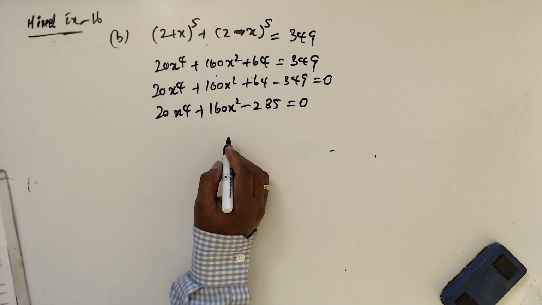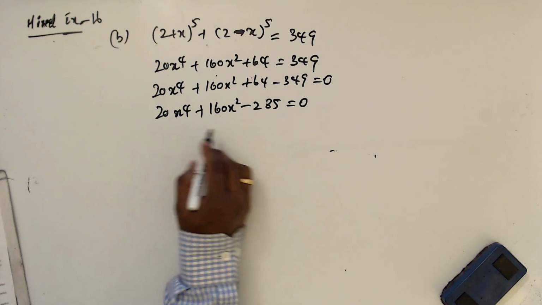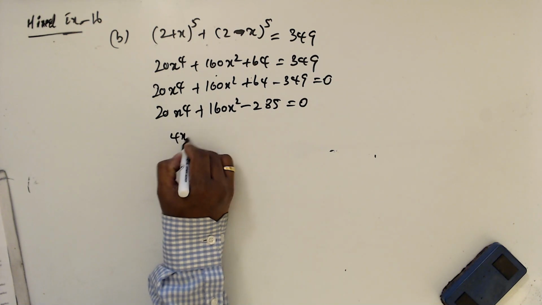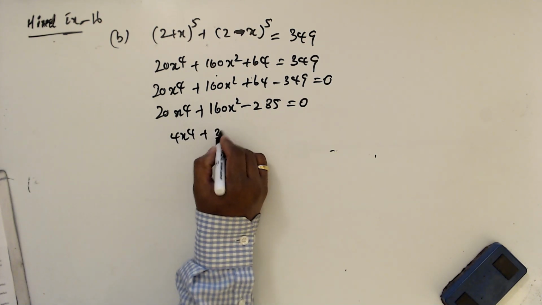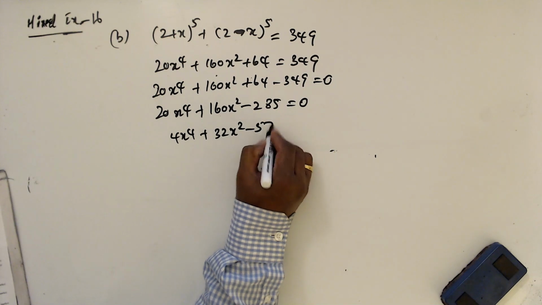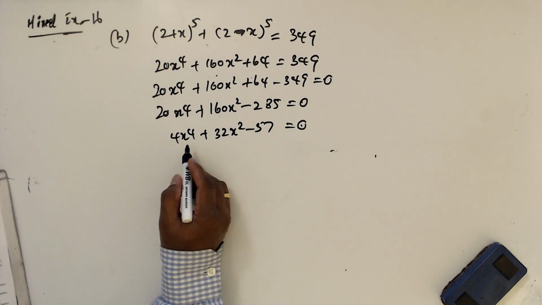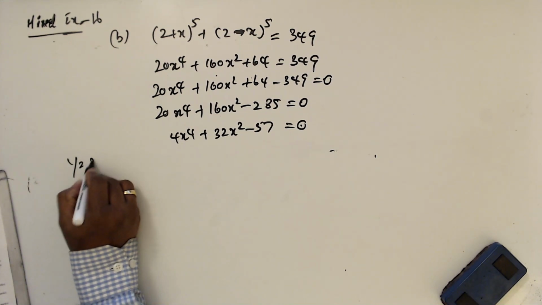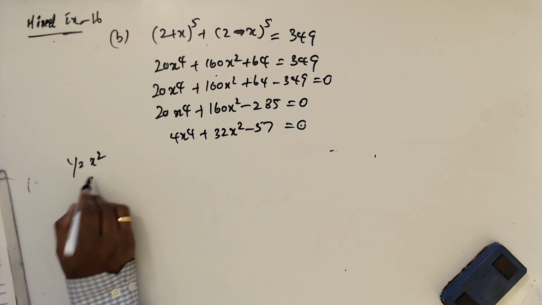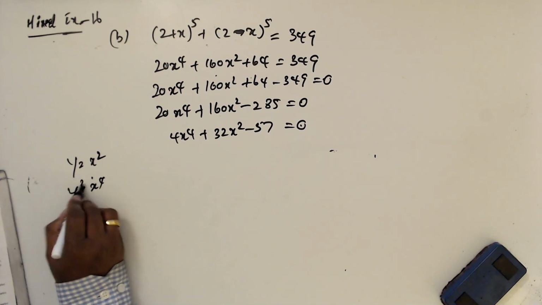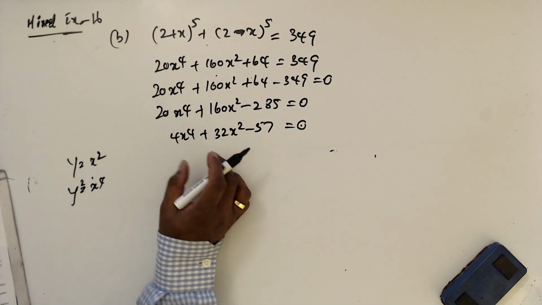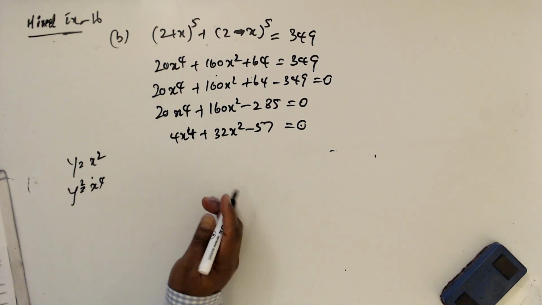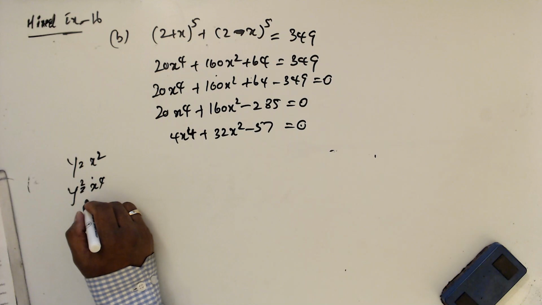We can simplify by 5. 4x^4 plus 32x square minus 57 equals 0. Now the power is 4, so we have to do a substitution. Y equals x square, then x^4 becomes y square. This equation we are turning into a quadratic equation by this substitution.